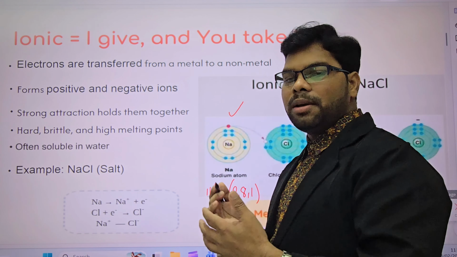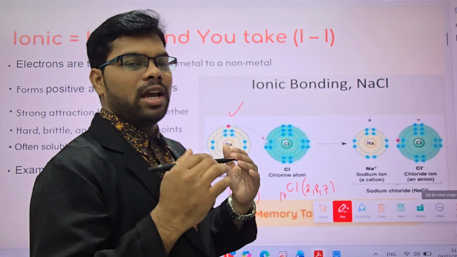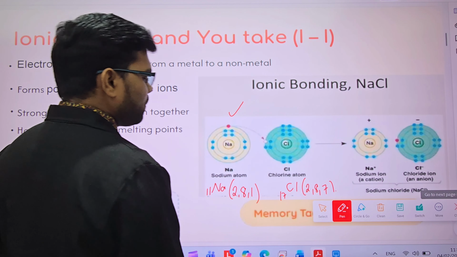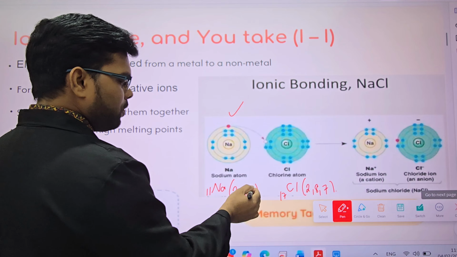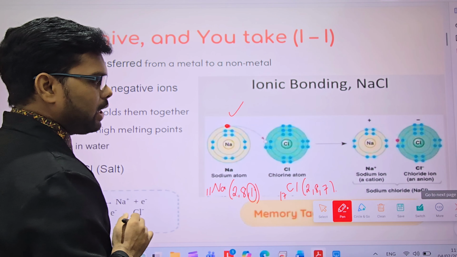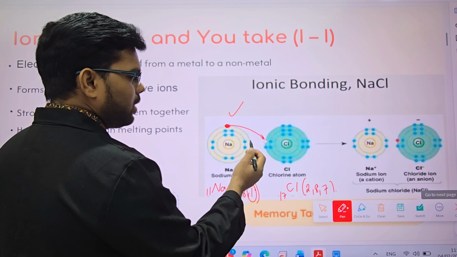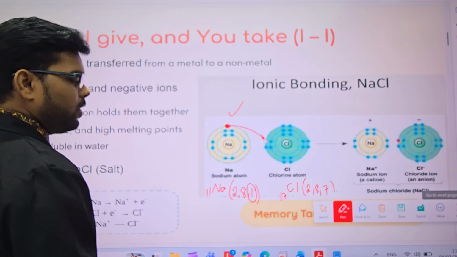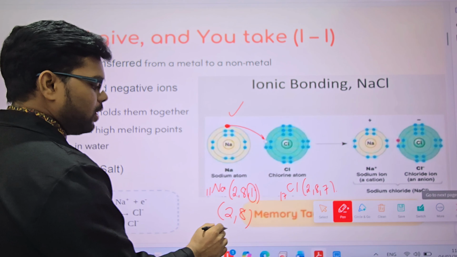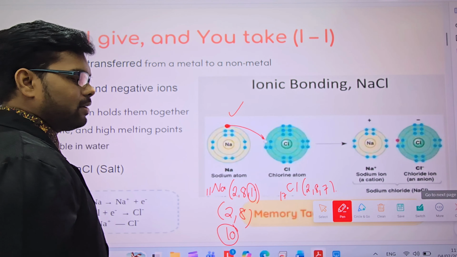So they want to become like a noble gas. Noble gases are very happy atoms and very stable. Okay, so how can they become happy? By donating electrons. When sodium donates this 1 electron, you can see in the electron structure, this 1 electron will be given to chlorine. When this 1 electron is given to chlorine, sodium will have only 10 electrons. Okay, out of 11, 1 is given, so the remaining electrons are 10.